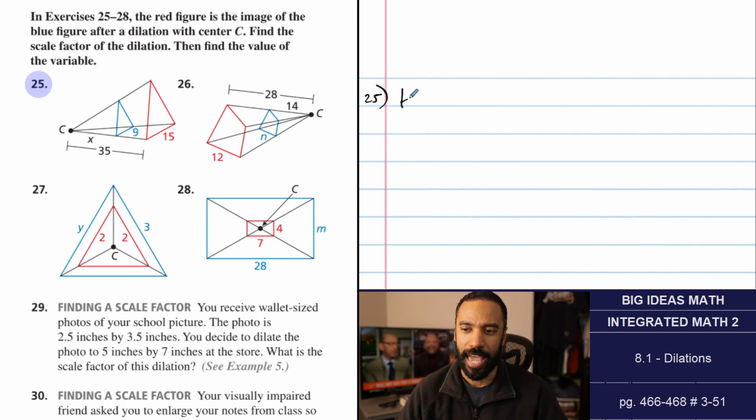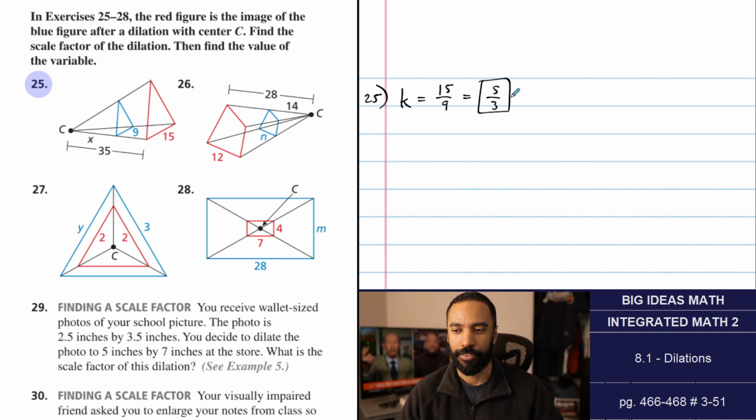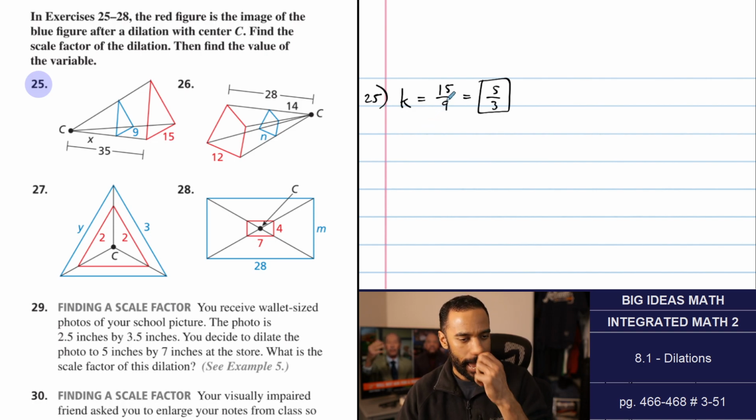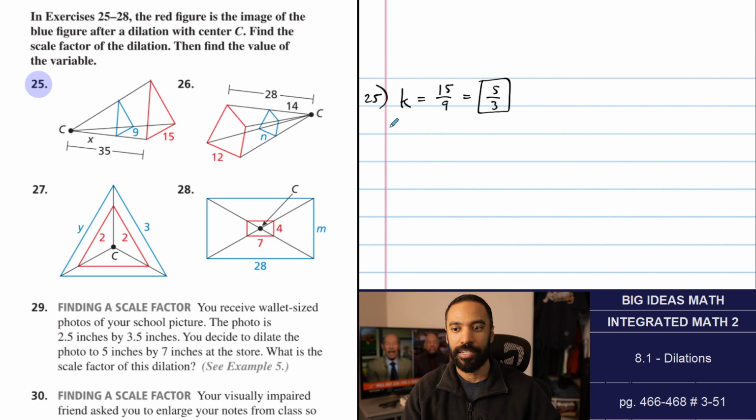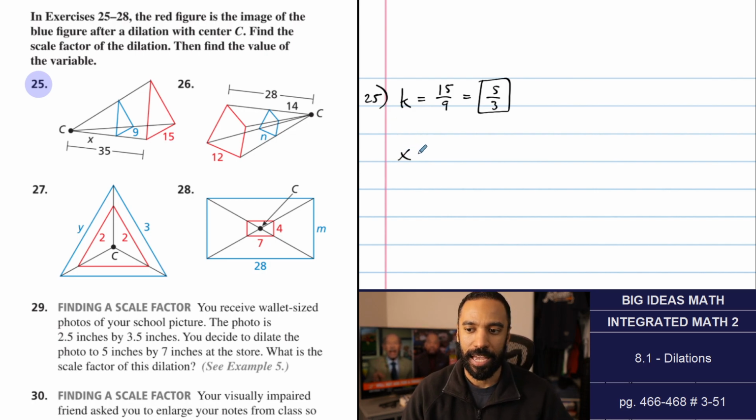So if I want to find k, I want to find parts that correspond and divide them. The 15 corresponds with the 9. I get to do 15 divided by 9, and that reduces to 5/3. So if my k value is 5/3 for my scale factor, I can find my x by doing the same kind of thing. Now, x is the distance from center to blue, and then 35 is the distance from center to red. So ideally, it's like this. I'm taking my x value and multiplying it by my scale factor, and I'm getting 35 as a result.